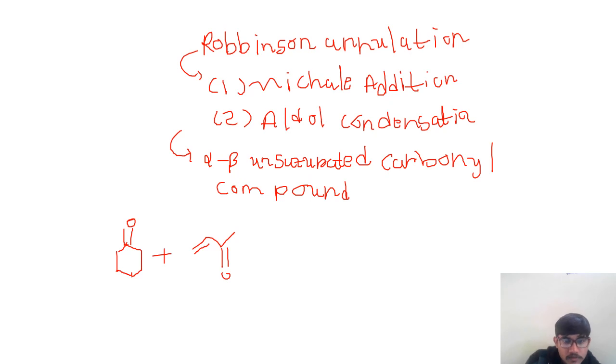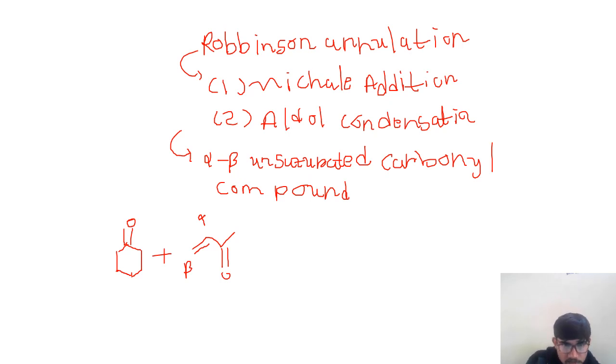Okay, this is a 4 numbered aliphatic compound with a double bond and containing the carbonyl group. So this is our alpha and this is our beta. Okay, so if you know the Michael addition, simultaneously I will also take the Michael addition in this Robinson annulation itself, so it will also get cleared.